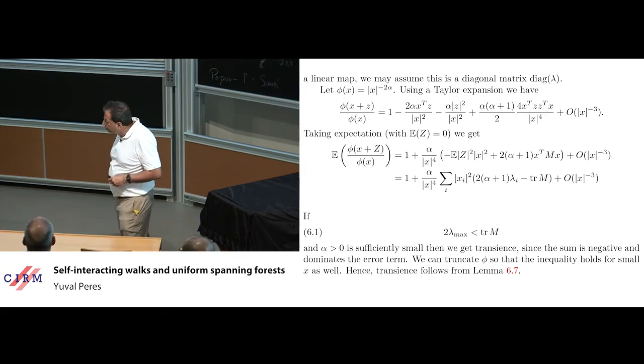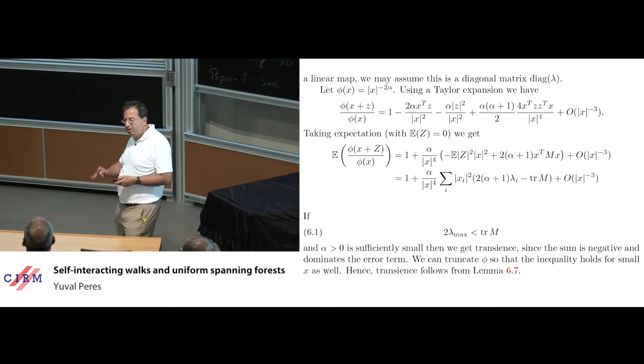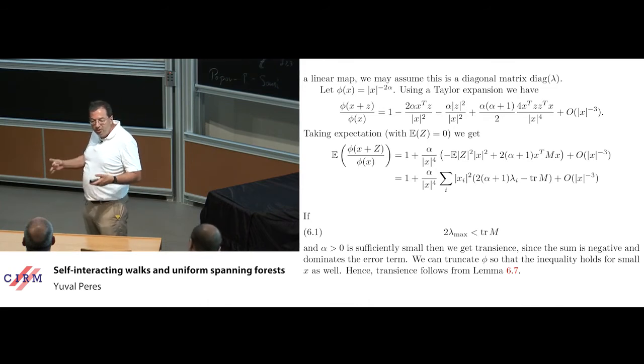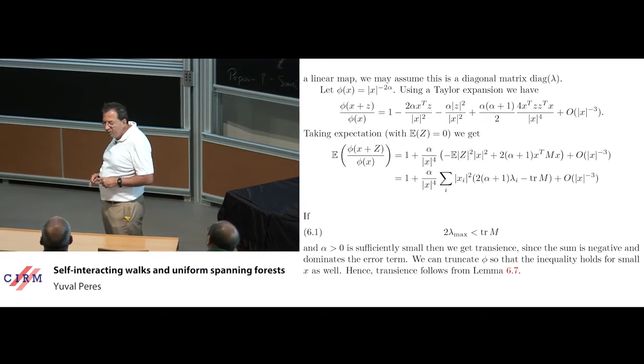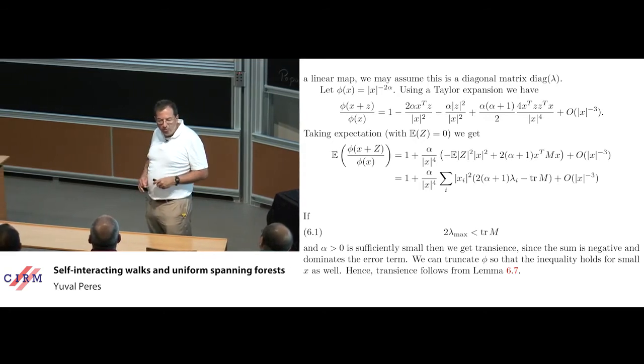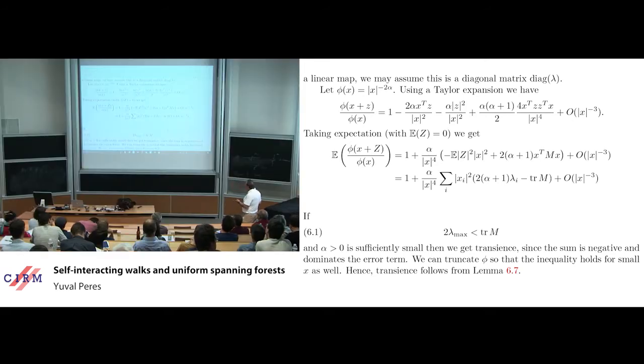And this forces transience. Because suppose you start far out, where phi is small, you cannot go back to near the origin where phi is large, except with very small probability. So you get transience from the usual Foster criterion, or just supermartingale convergence. Okay, so this happens if trace of M is bigger than twice lambda max.